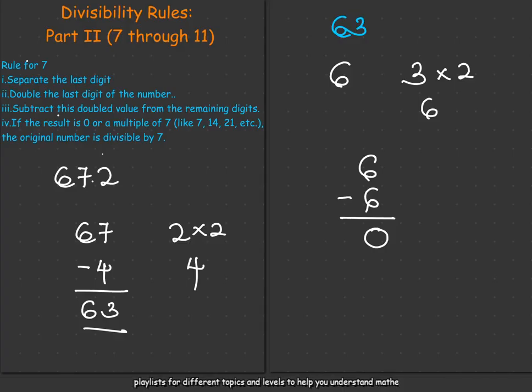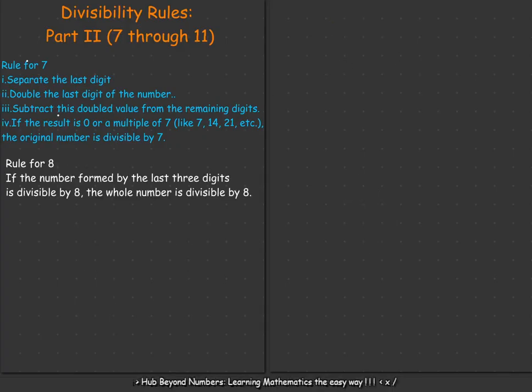But if you doubt, you can still continue with the rules, right? Just to be sure. Let's look at our next number, which is 8. The rule for 8 says, if the number formed by the last three digits is divisible by 8, then the whole number is divisible by 8. You see, this one is just like the 4, because we said for 4, if the last two digits are divisible by 4, then the whole number is divisible by 4.